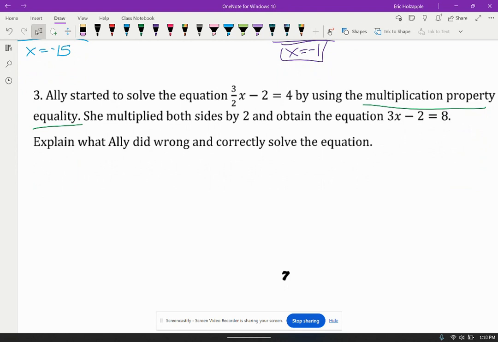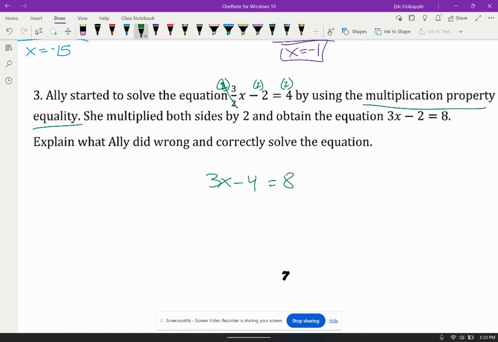So I'm going to give you a second to take a look at this and figure out what you believe she did wrong. So hopefully you came up with the fact that she multiplied the fraction correctly by the 2, not a 3. So she multiplied by the 2. And she multiplied the 4 correctly by a 2 to get 8. The difference is she has to multiply the minus 2 by a 2 to get a minus 4.